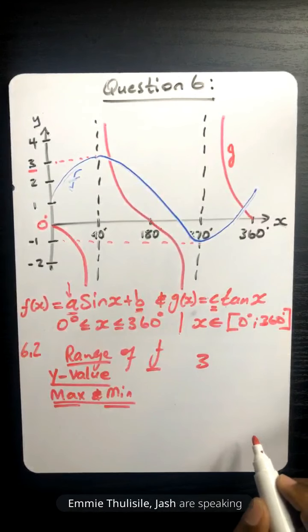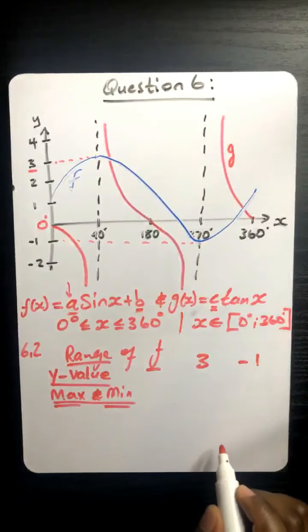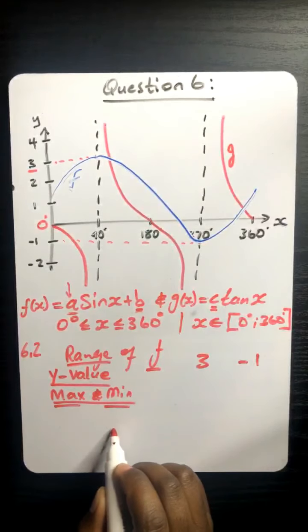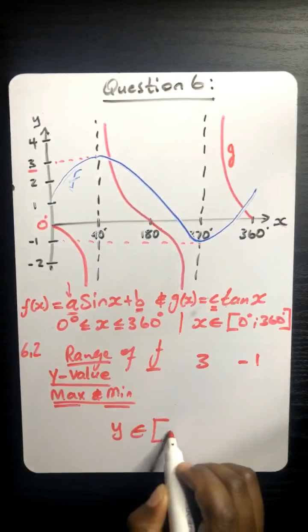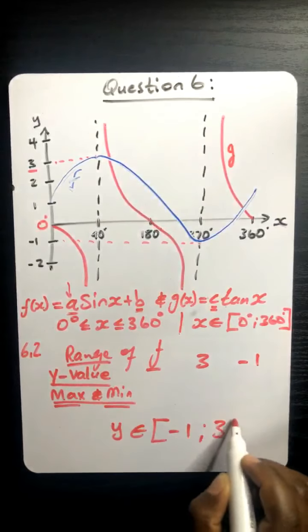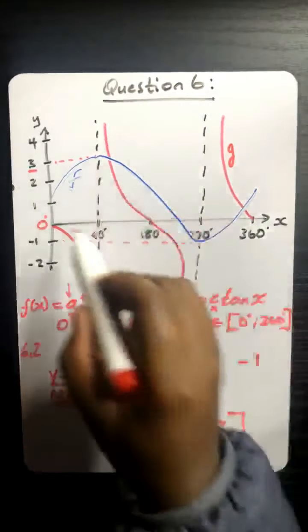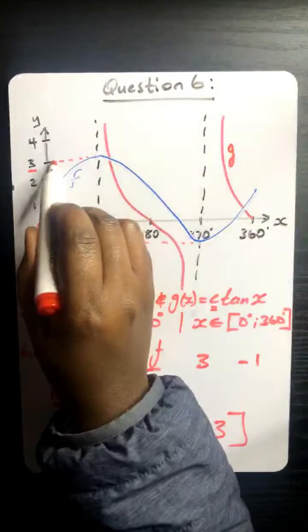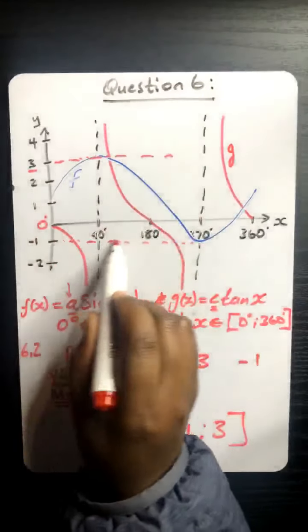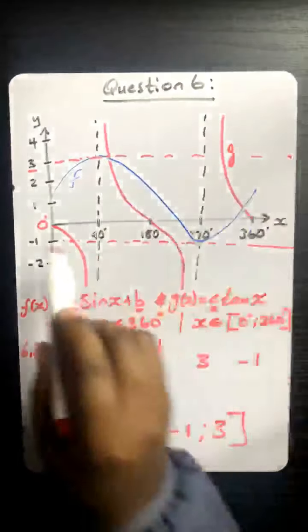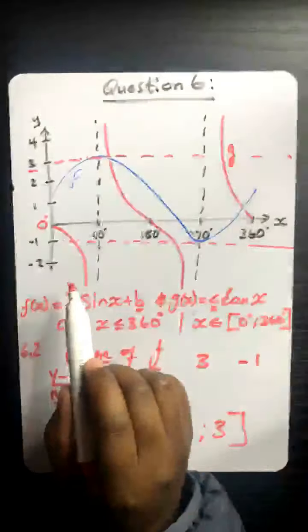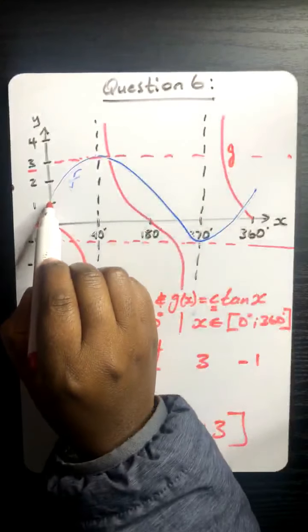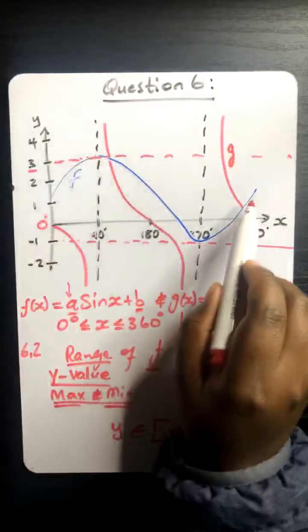-1. All that you do is just say y is an element of -1 and 3. That's it. Because your function f ranges between 3 and -1. It's a wave. Just think of a wave. So this wave ranges on a maximum of that and on a minimum of that. So it's ranging within this range.